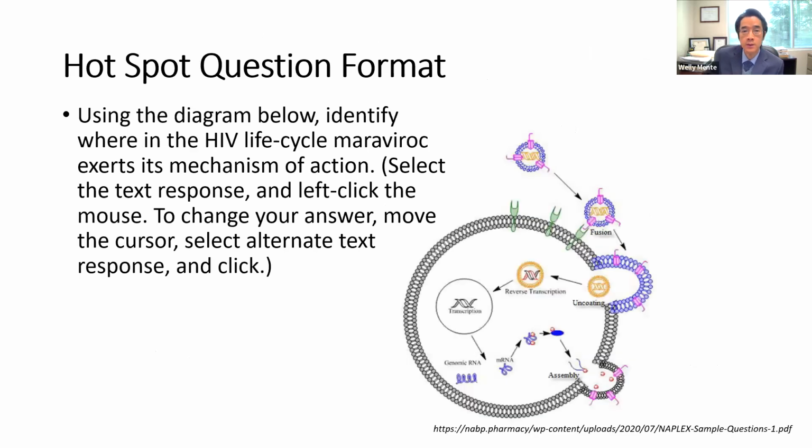So when you put it in a hotspot question format using a diagram, now all of a sudden it's different, and now the student really has to know where the answer is. So the question can be rephrased like this: using the diagram below, identify where in the HIV life cycle maraviroc serves as a mechanism of action. Select the text response and left-click the mouse to change your answer. Select the alternate text response and click. So now all of a sudden the students, from having to choose A, B, C, D, E, have to select the correct response on the actual pictorial diagram. And if they don't select the correct area of the diagram, they'll get the answer incorrect.